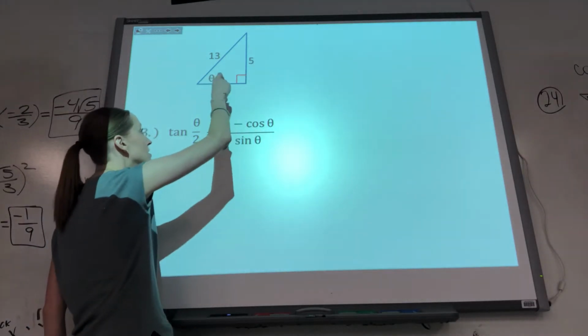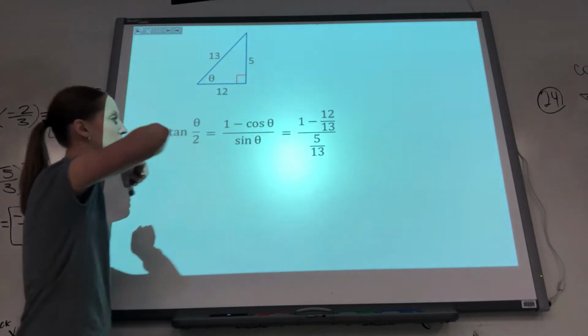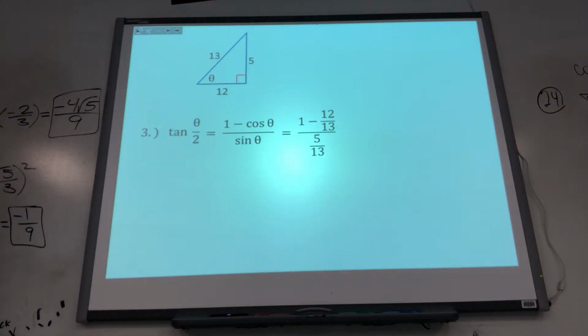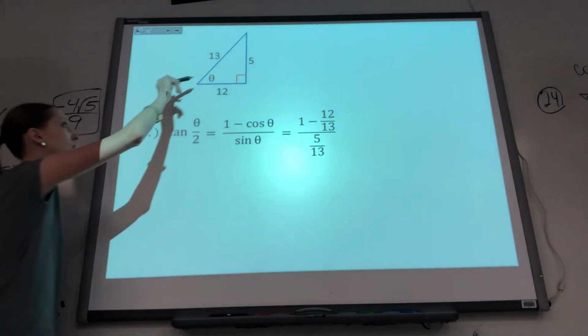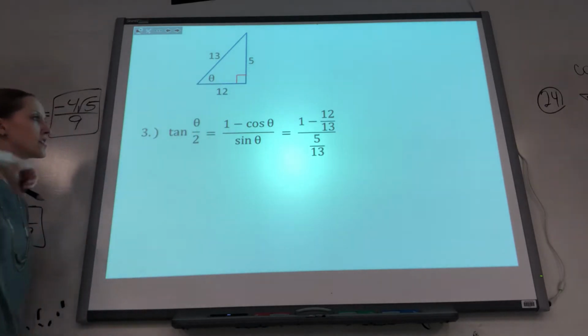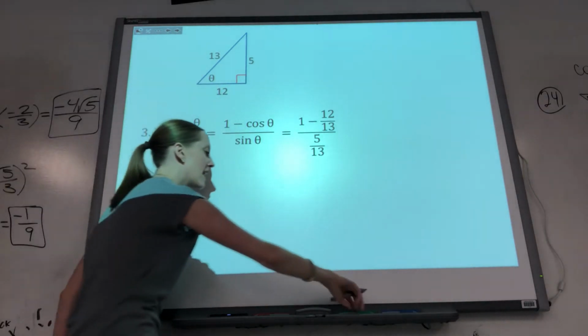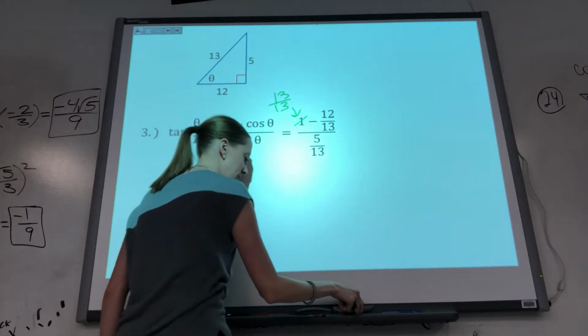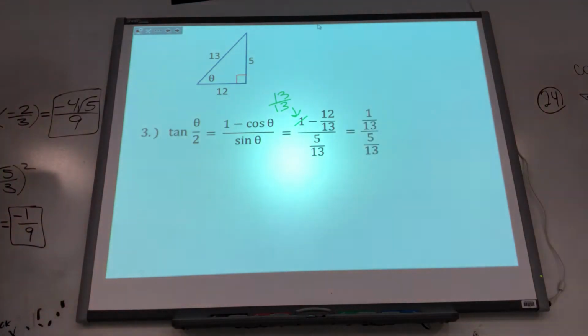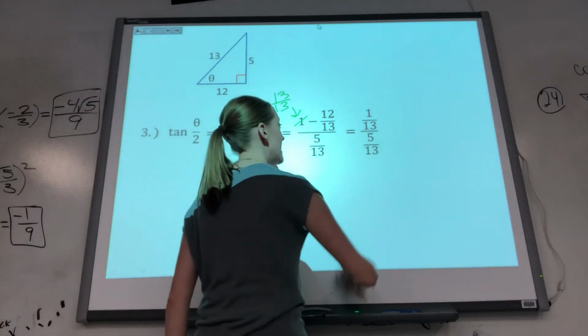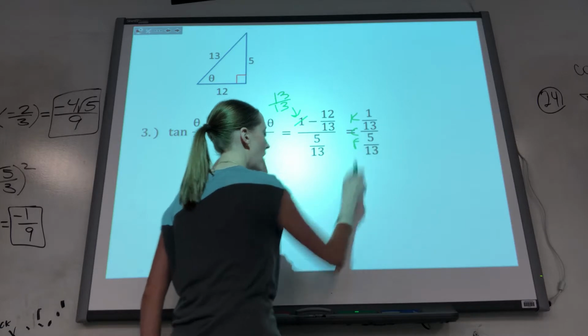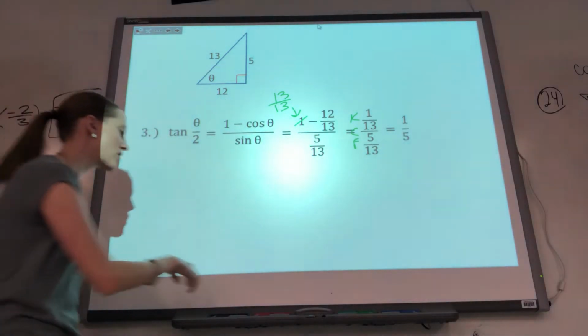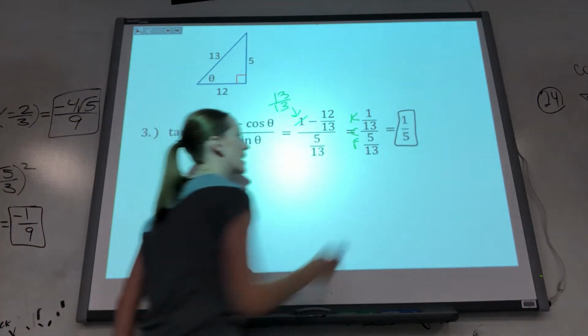The cosine of theta was 12/13. Sine is opposite over hypotenuse, so that is 5/13. And again, I need to think of this as 13 over 13. So once I subtract, I get 1/13 divided by 5/13. And I can keep, change, flip on that. The 13s should drop out and you just get 1/5.